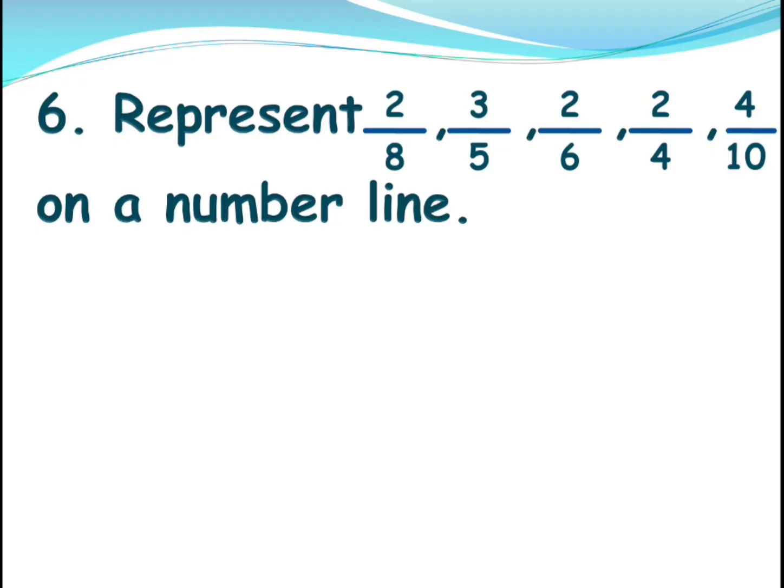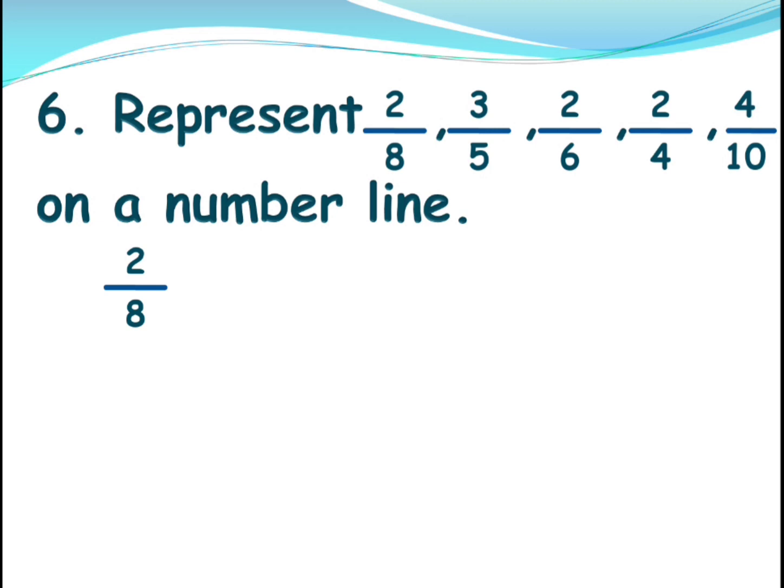So here the sum is represent 2 by 8, 3 by 5, 2 by 6, 2 by 4 and 4 by 10 on a number line. So you have to take the number line and you have to represent them. The first one is 2 by 8. So you know 2 by 8, that means from 0 to 1 you will draw 0 to 1 and you will make 8 equal parts, and in that you will take the second part and represent it.